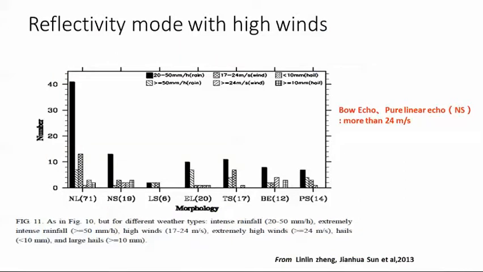Fujita coined the term bow echo to identify a bow-shaped line of echoes that appear to be associated with damaging winds. Other investigators have subsequently confirmed this relationship. This is research by Lin Zheng in 2013. They found bow echoes and pure line echoes generate extremely high winds, even greater than 24 meters per second.